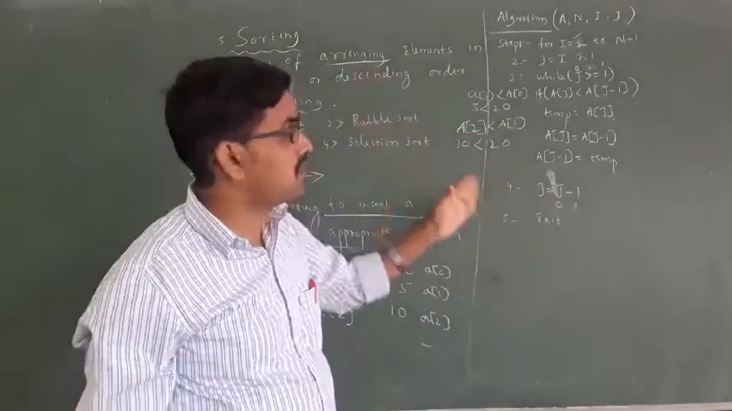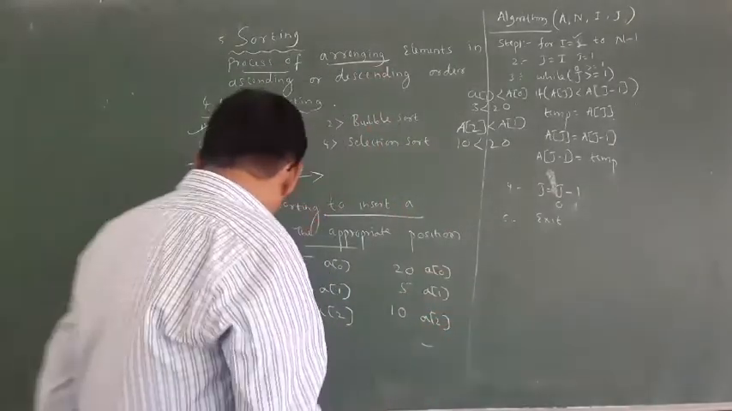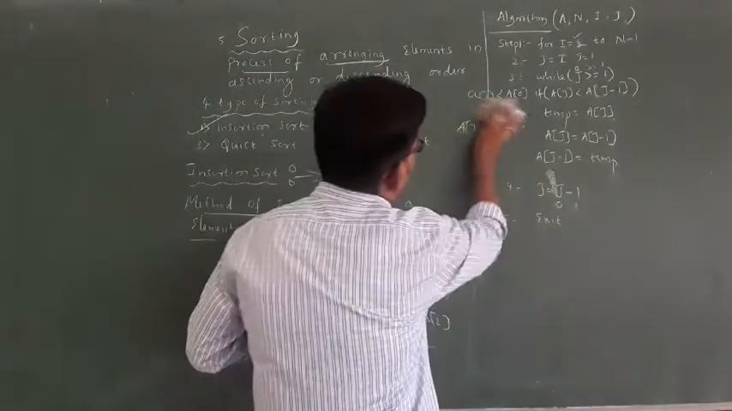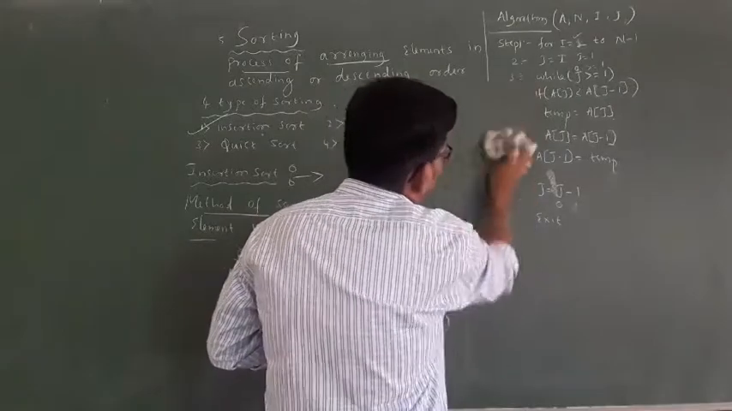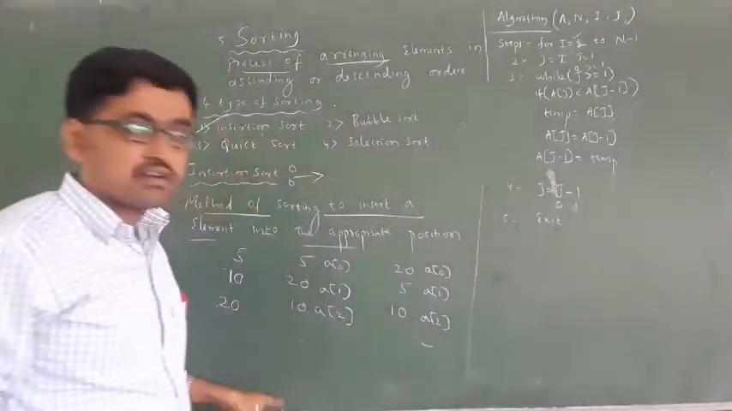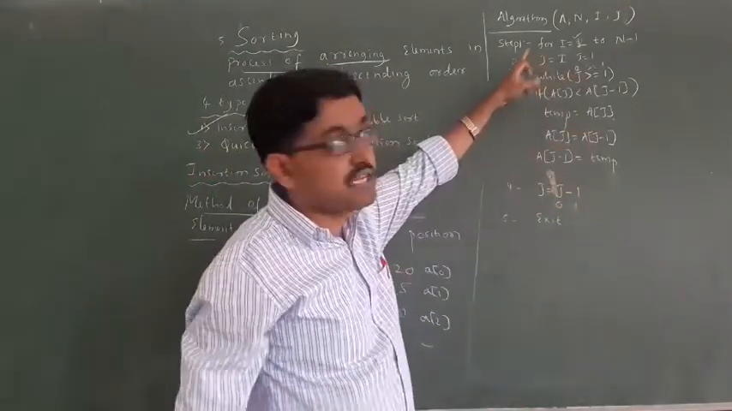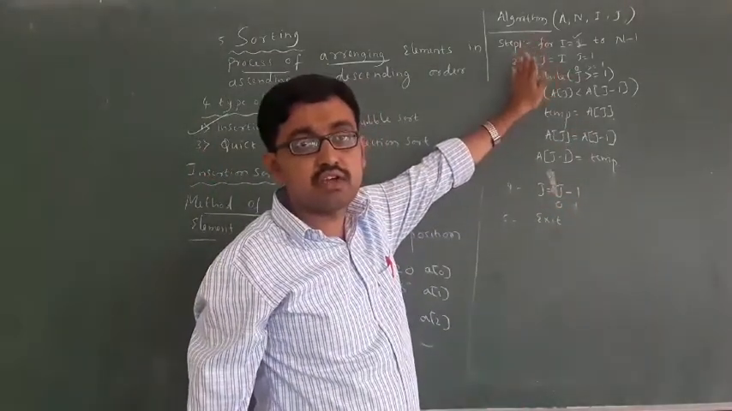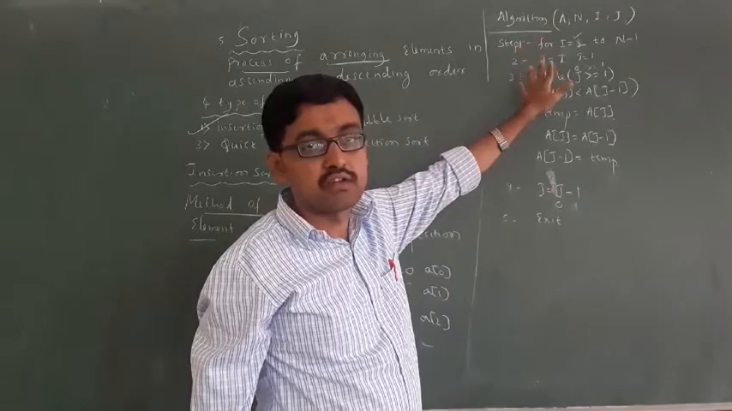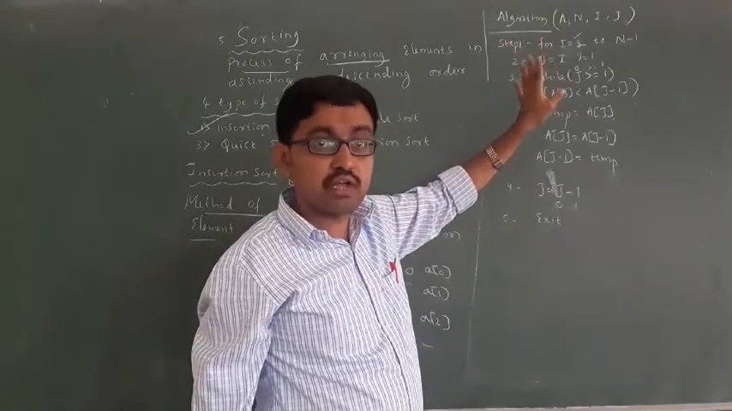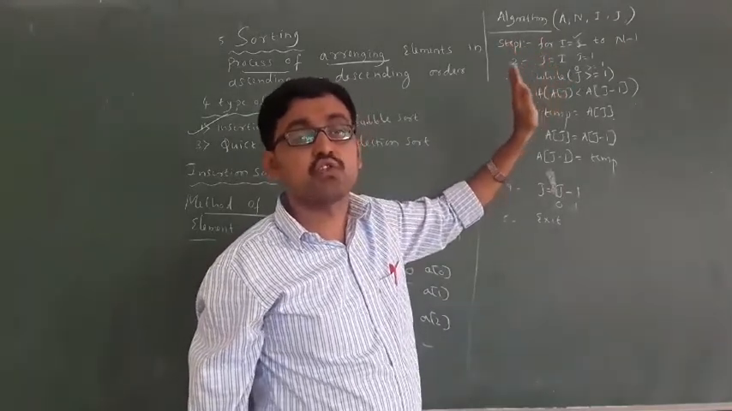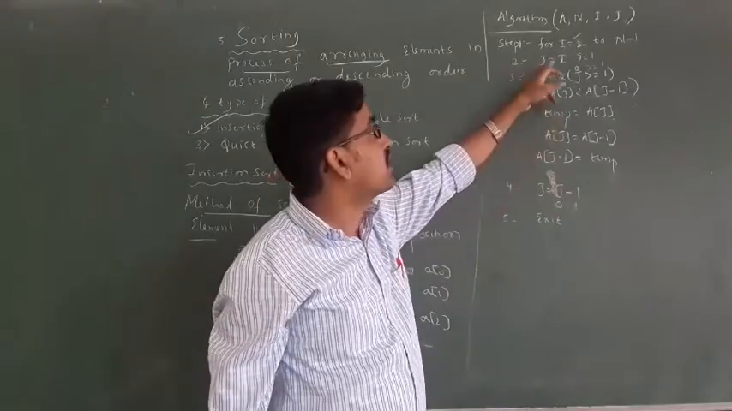Then how to remember this algorithm? You have to practice. Without practice, you cannot get this. First, insertion sort always starts with I equal to 1. For loop I equal to 1, but what do all students write? They write 0. It's wrong.